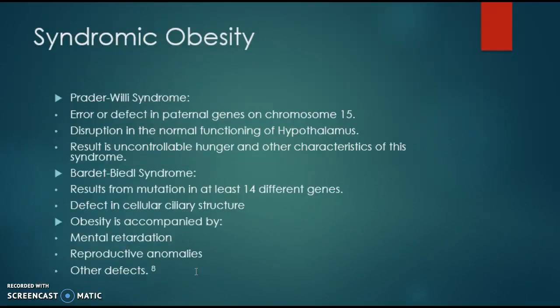Then the syndromic obesity. We have the Prader-Willi syndrome and the Bardet-Biedl syndrome. The Prader-Willi syndrome is due to an error or defect in the paternal genes on chromosome 15, disruption in the normal functioning of the hypothalamus, and it results in uncontrollable hunger and other characteristics of the syndrome. The Bardet-Biedl syndrome results from mutation in at least 14 different genes, defect in ciliary structure. Obesity is accompanied by mental retardation, reproductive anomalies, and other defects.